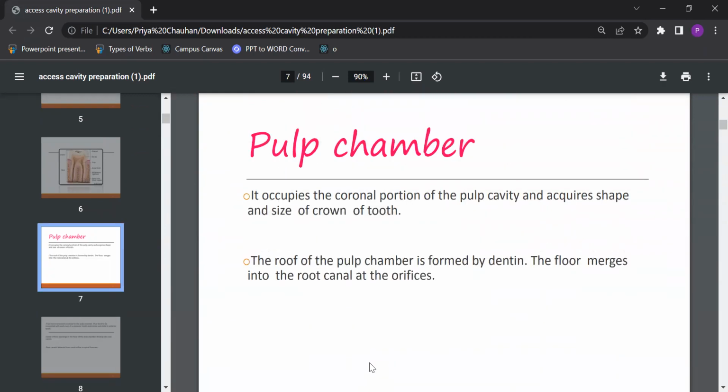So next is pulp chamber. It occupies the coronal portion of the pulp cavity and reflects the shape and size of the crown of the tooth. The roof of the pulp chamber is formed by dentine. The floor merges into the root canal at the orifices.